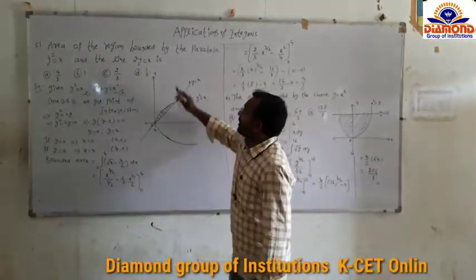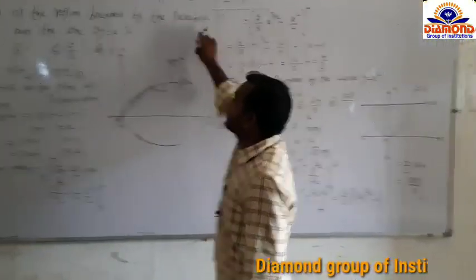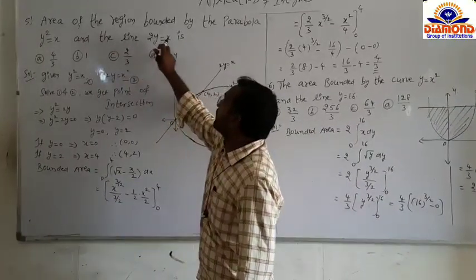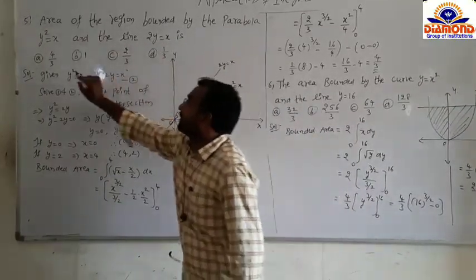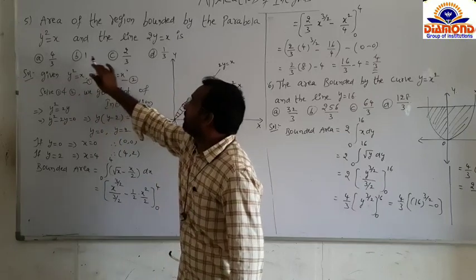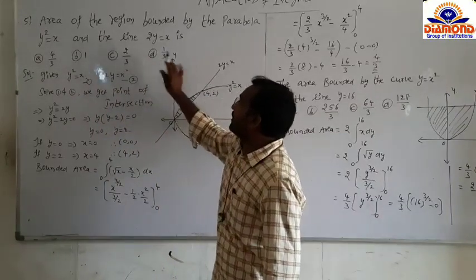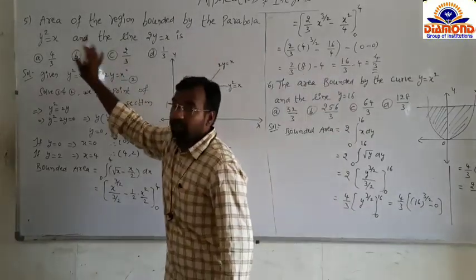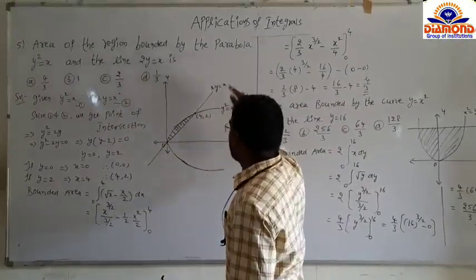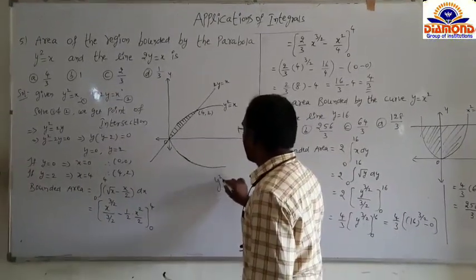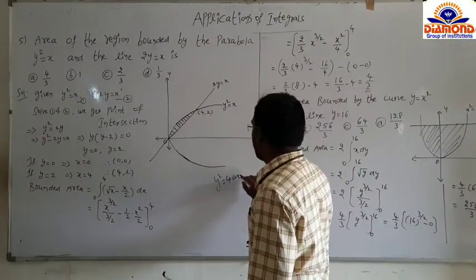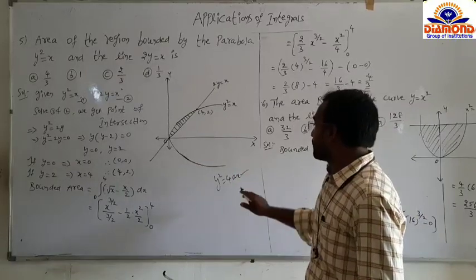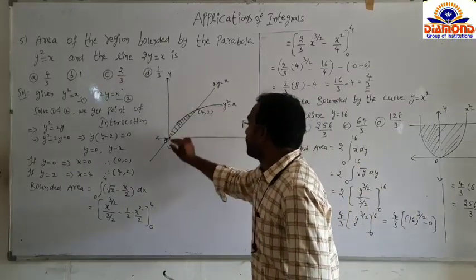Next problem. The area of the region bounded by the parabola y square equal to x and the line 2y equal to x is: option A 4 by 3, option B 1, option C 2 by 3, option D 1 by 3. See here, what is the given parabola? y square equal to x, which is in the form of y square equal to 4ax. So the y square equal to 4ax graph is like this.